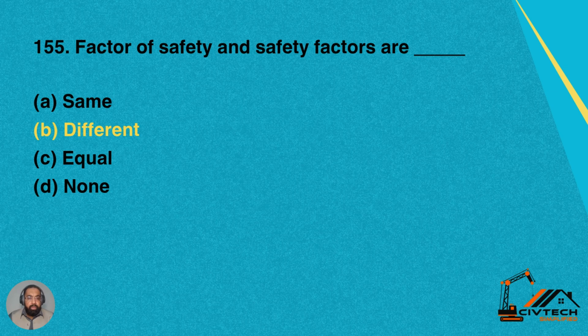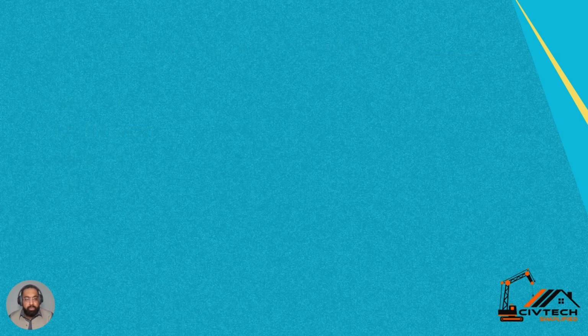Question 155. Factor of safety and safety factors are dash. Option A same, option B different, option C equal, option D none. Factor of safety and safety factors are different. B is the correct answer for this question.